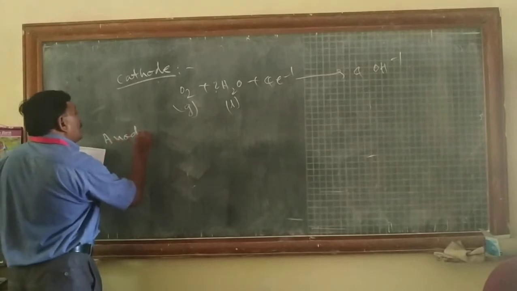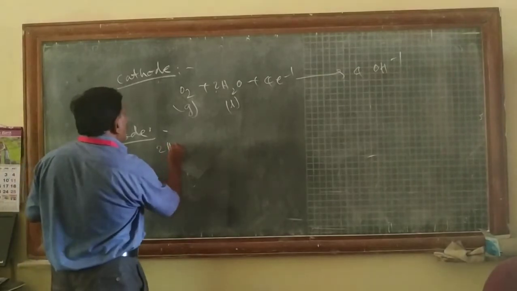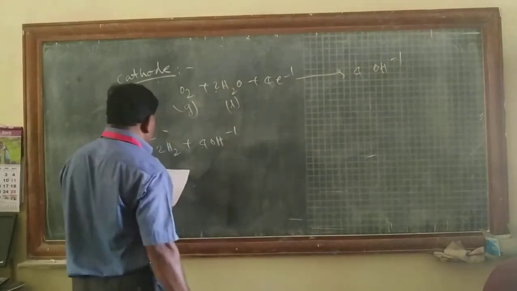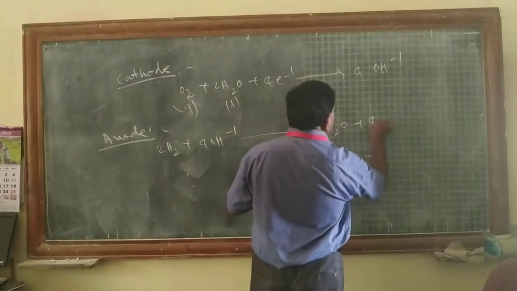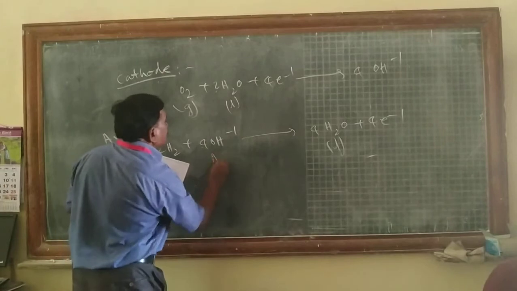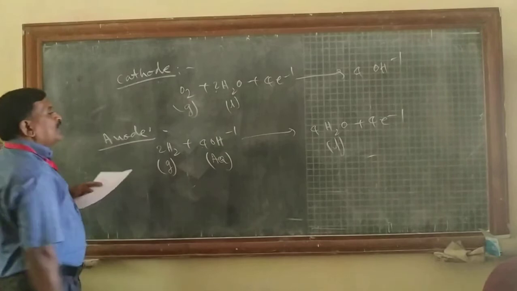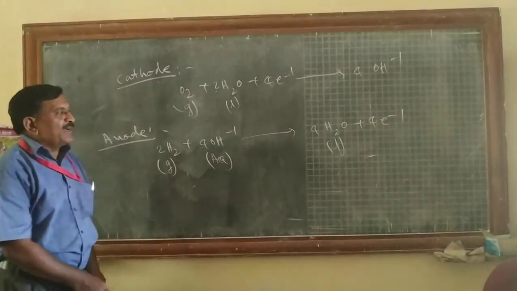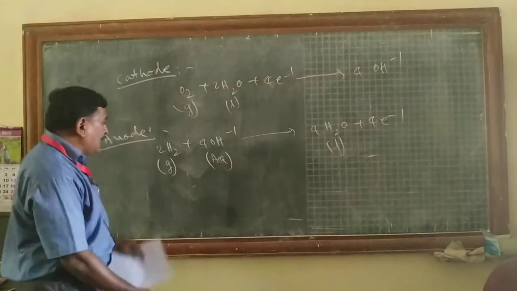Then at the anode in the fuel cell, the hydrogen gas reacts with the 4 hydroxyl ions. At the anode, 2H2 plus 4OH minus gives rise to 4H2O, and 4 electrons are liberated. Here the water is a liquid, the hydroxyl ion is aqueous, and the hydrogen is a gas.